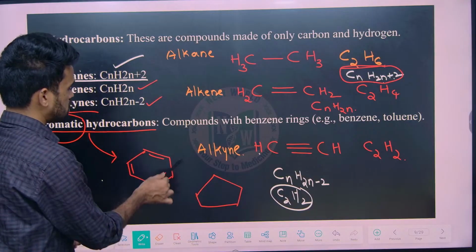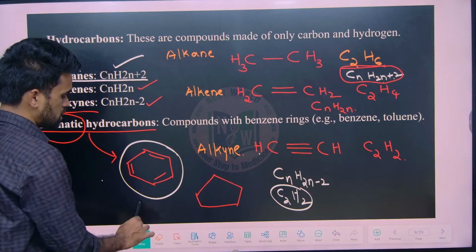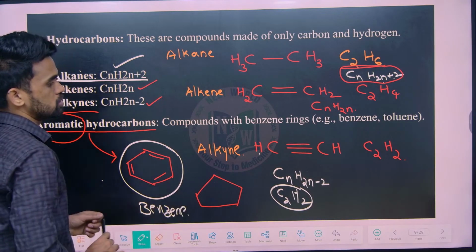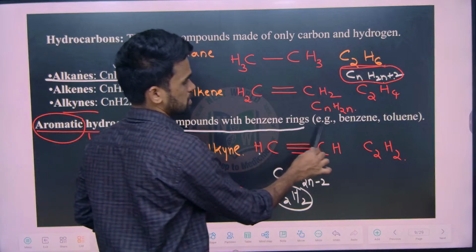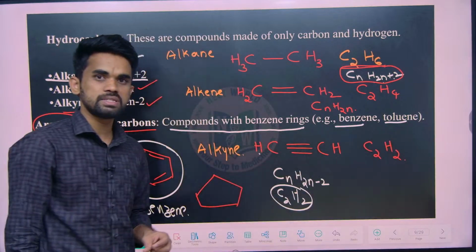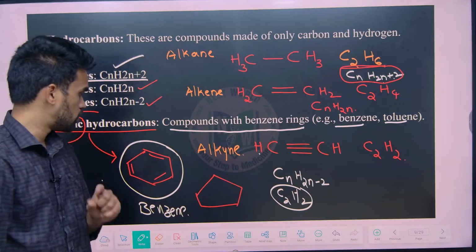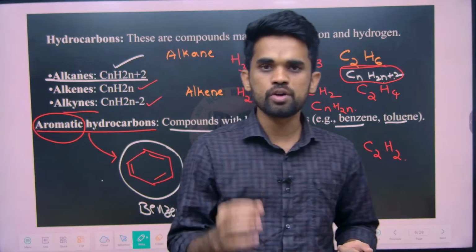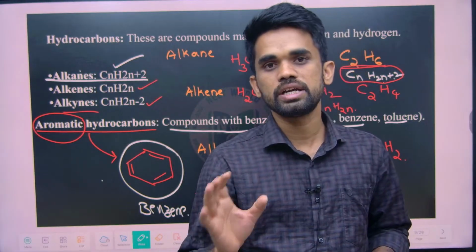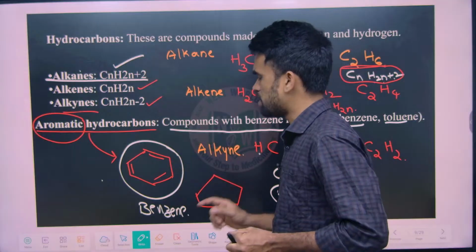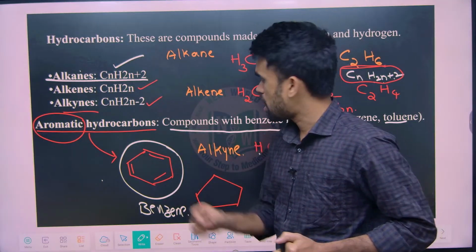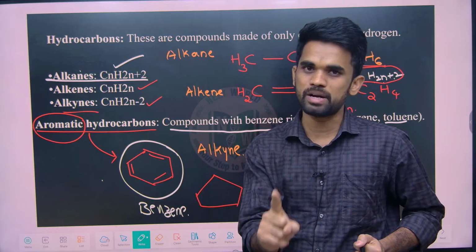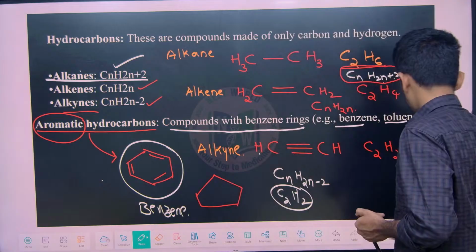So what is the compound name that I have written here? This is called benzene. Benzene is the best example for aromatic compounds. Compounds with benzene rings, like benzene and toluene, are examples of aromatic hydrocarbons. Now, what I told you: all aromatic hydrocarbons are cyclic, and all aromatic hydrocarbons are unsaturated. Remember these two words. Unsaturated means the carbons in the given compound must contain at least one pi bond. Let us move forward.